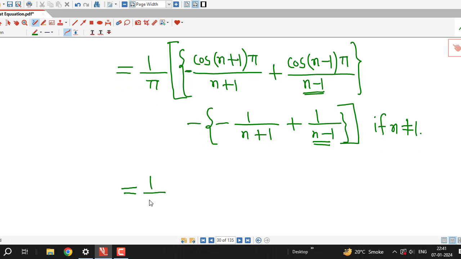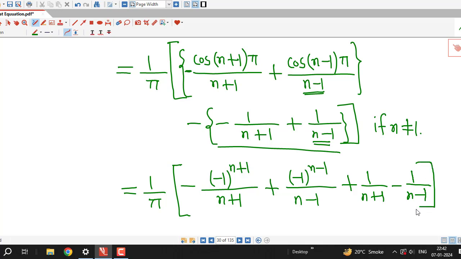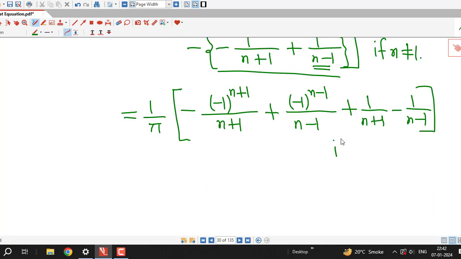Now let me simplify this. This is 1 over pi. This cosine of (n plus 1) times pi is going to be minus 1 raised to n plus 1 divided by n plus 1. Same thing here we have minus 1 raised to n minus 1 divided by n minus 1, and if I take this negative sign inside the bracket, I will have 1 over n plus 1 minus 1 over n minus 1, and of course this is valid for all n different from 1.